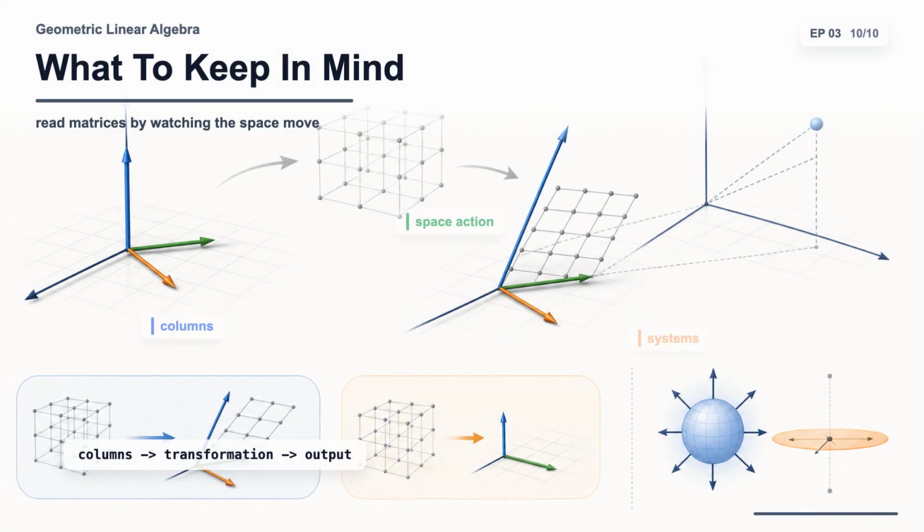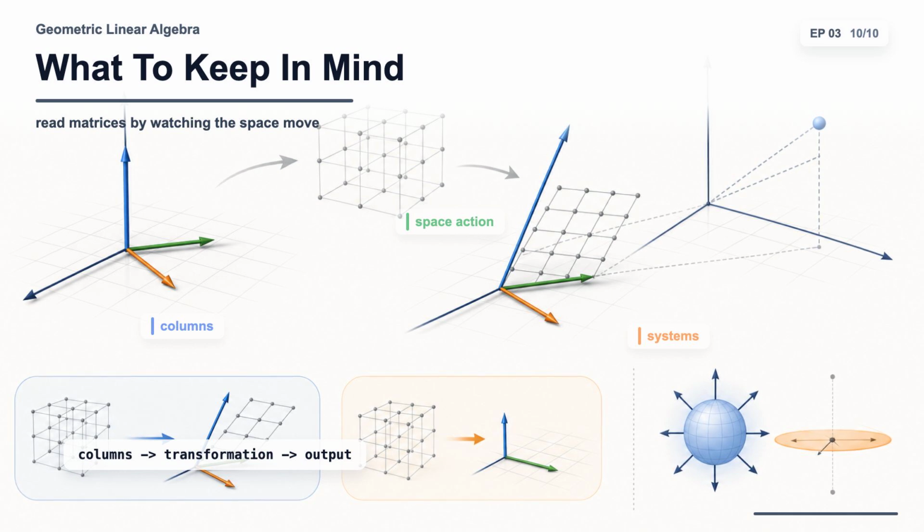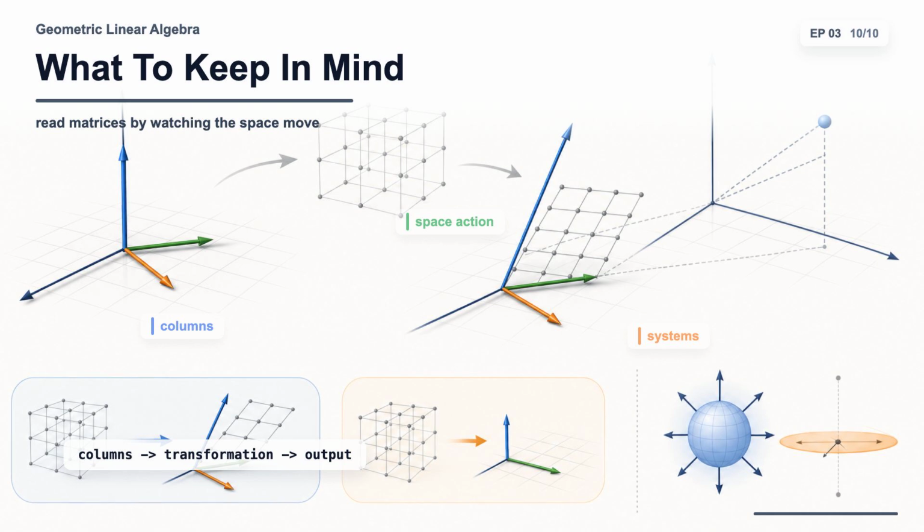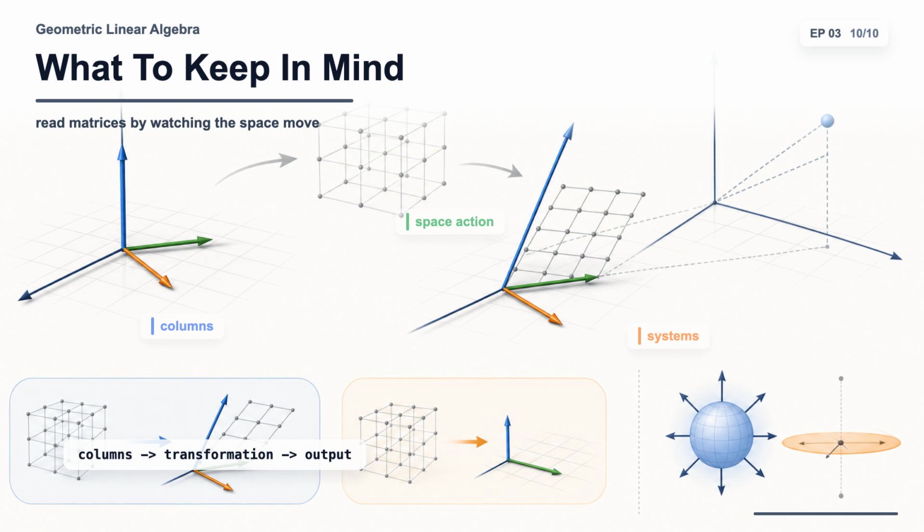Here is the core picture to keep. A matrix is best understood as a transformation of space. Its columns tell us where the basis vectors go. Multiplying a matrix by a vector means recombining those transformed basis directions. Matrix multiplication means doing one transformation after another. Invertibility asks whether the space action can be undone, or whether some dimension has been collapsed. And solving Ax = b asks which input reaches a chosen output target.